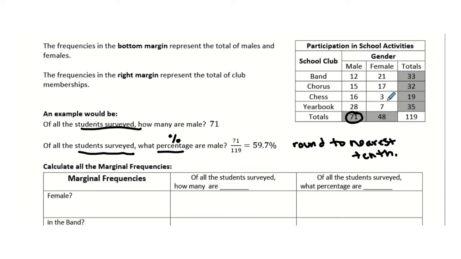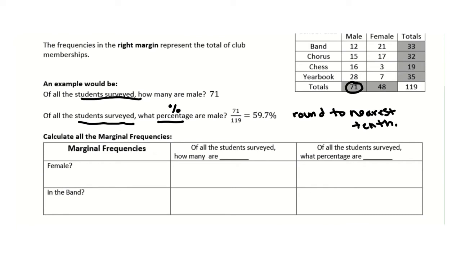Using this table right here, I want you to see if you can fill in these two boxes. So go ahead and pause the video and do that. So it says, of the students surveyed, how many are female? So total number of female students is 48.